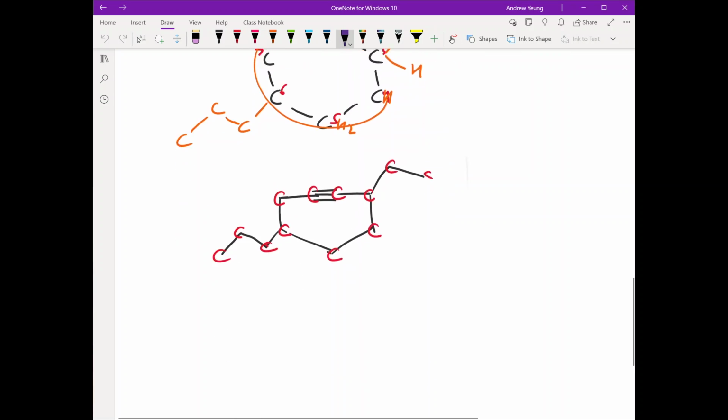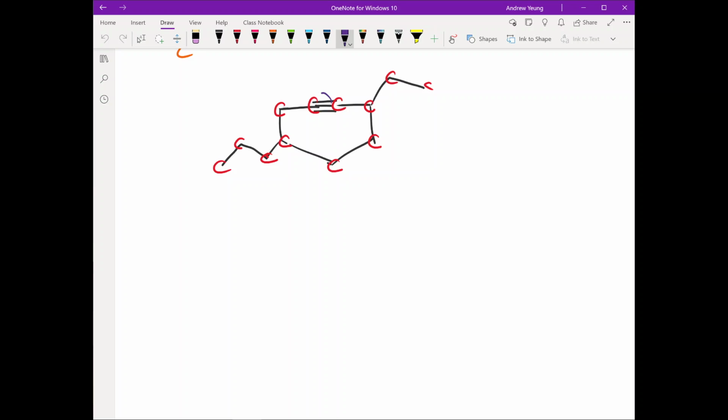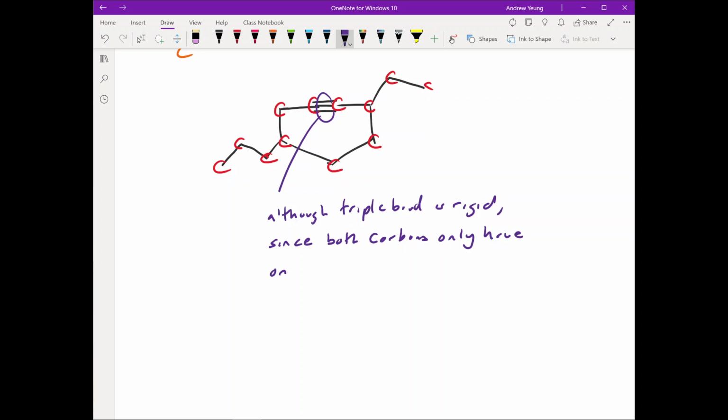Although the triple bond is rigid, it doesn't allow for free rotation, it doesn't allow for twisting like a single bond does. Since both carbons only have 1 neighbor, they have 1 other attachment. So this carbon here is holding a carbon. This carbon here is holding a carbon. Okay? It doesn't have to be carbons, but they're only holding 1 neighbor.